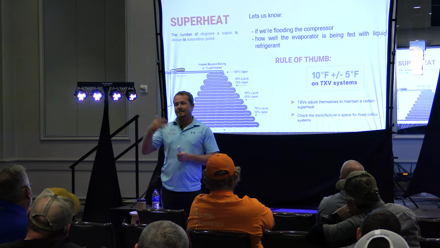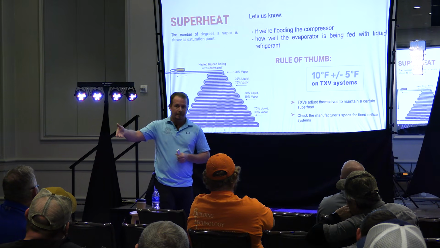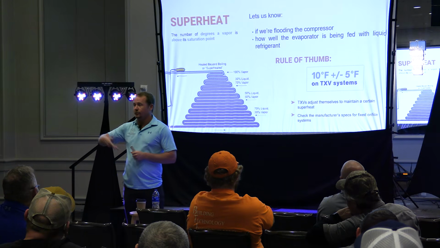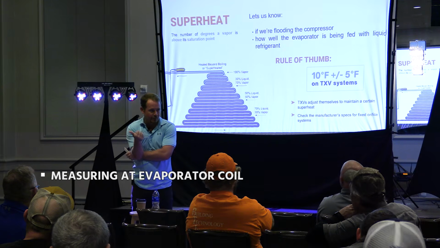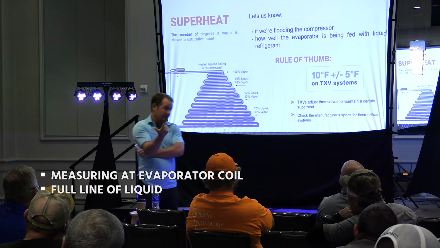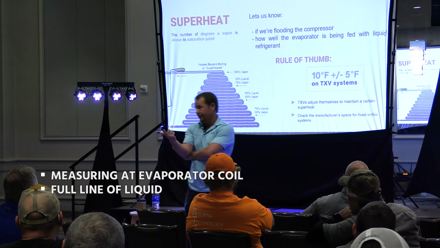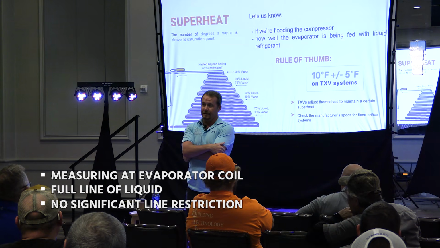And that's the problem with that statement in terms of a diagnostic term. So the TXV's job is to control superheat if everything else that we just mentioned is controlled for. We're measuring it at the evaporator coil. We have a full line of liquid, i.e. we've got subcooling, we've got the design subcooling, and we don't have any sort of significant line restriction.